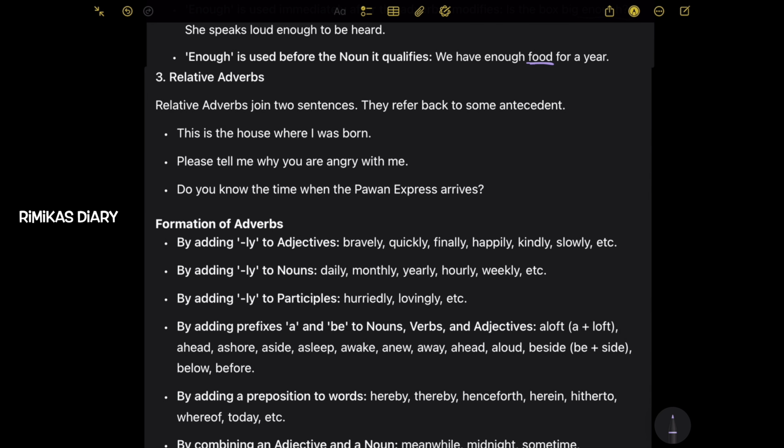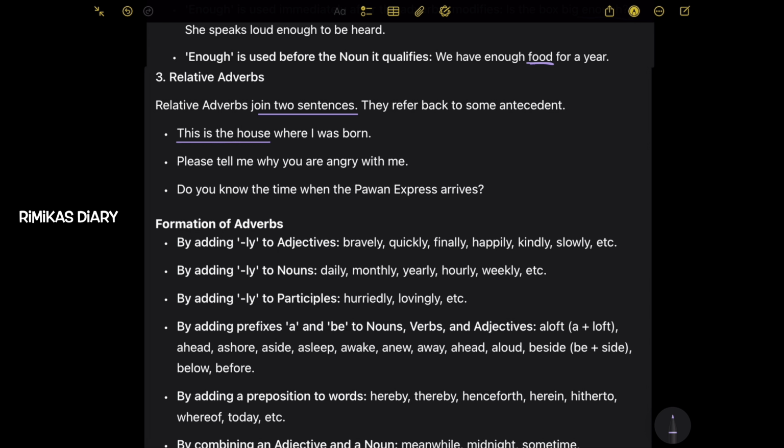So the third type of adverb is relative adverbs. Relative adverbs join two sentences. They refer back to some antecedent. This is the house where I was born. Please tell me why you are angry with me. Do you know the time when the Pavan Express arrives? So it is used to join two sentences.